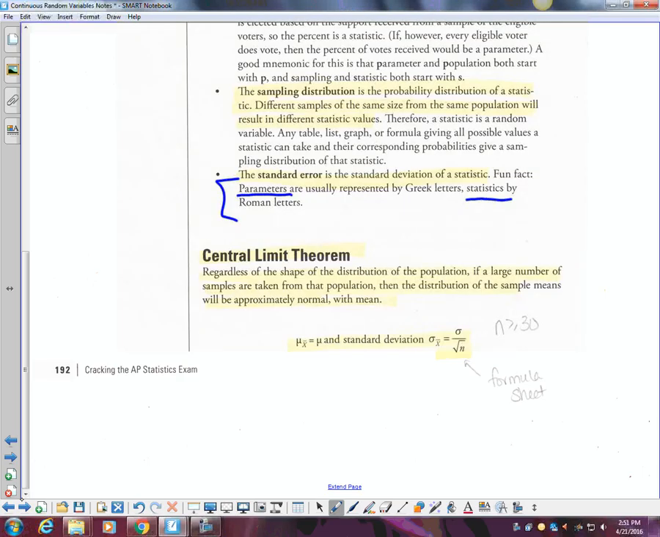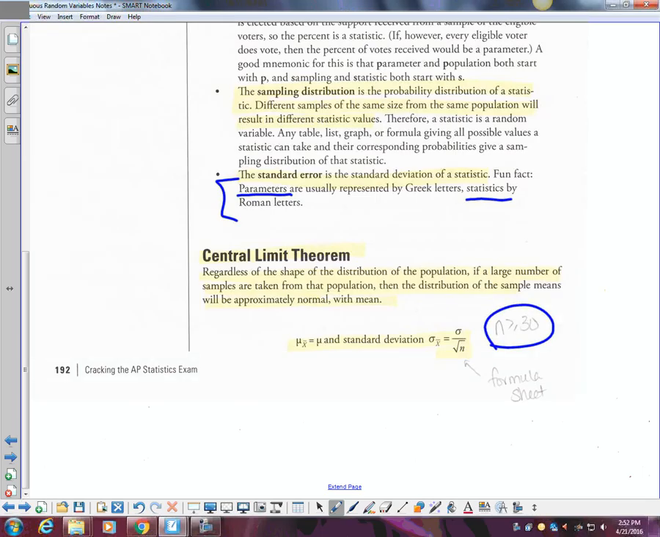Regardless of the shape, if a large number of samples are taken from that population, then the distribution of the sample means will be approximately normal. What's the magical number? 30. N has to be greater than or equal to 30. 30 is fine. It's not fantastic, but it is fine.